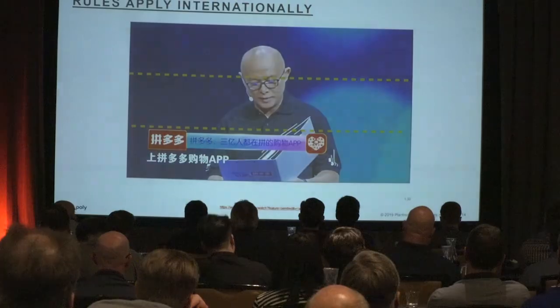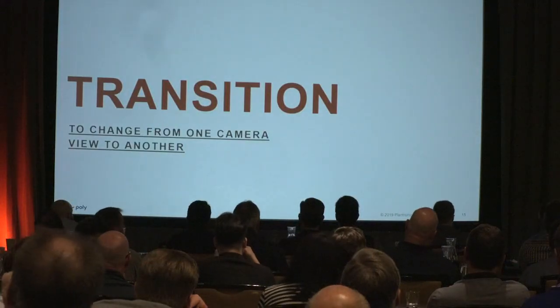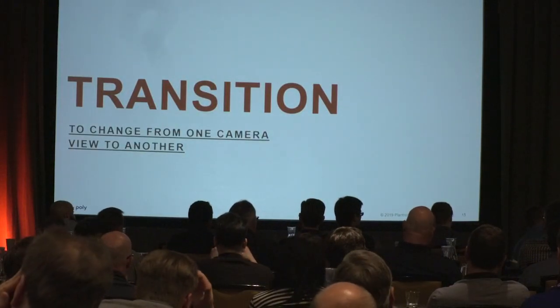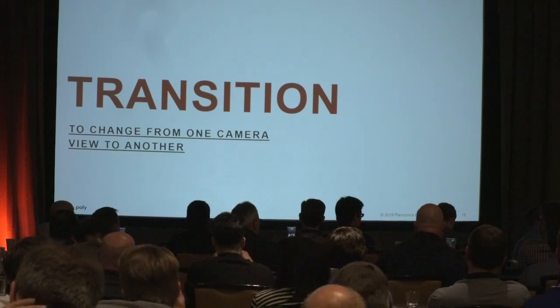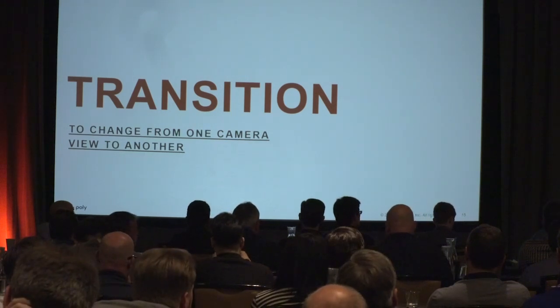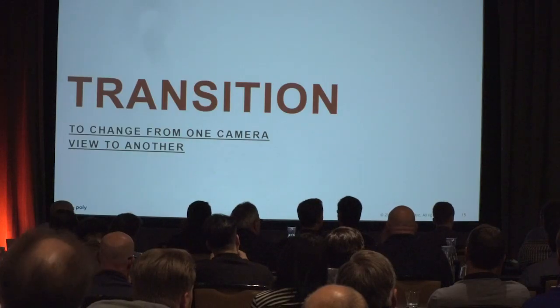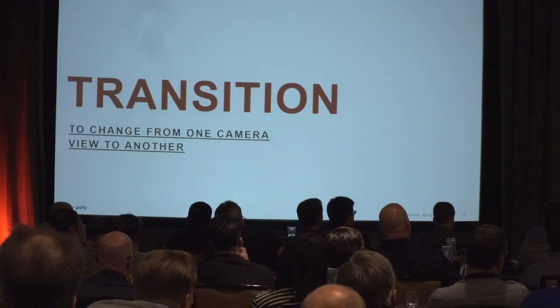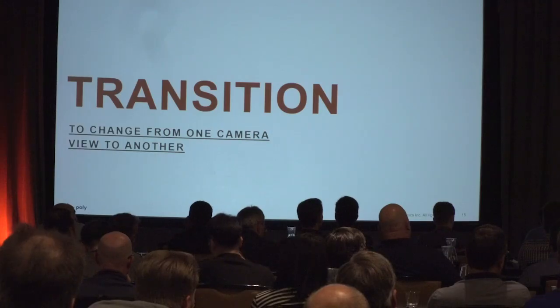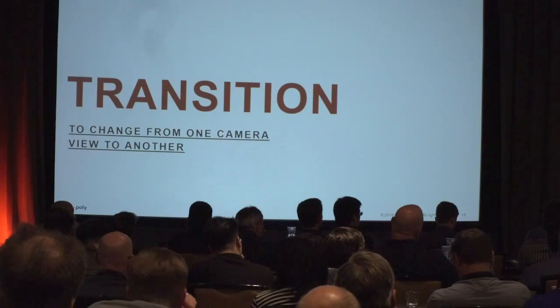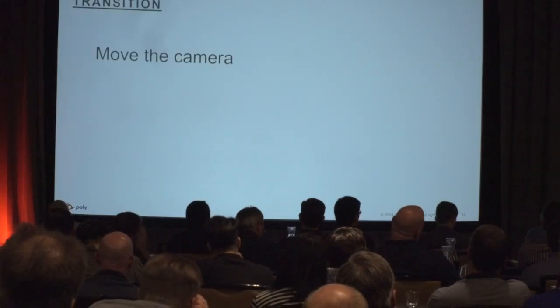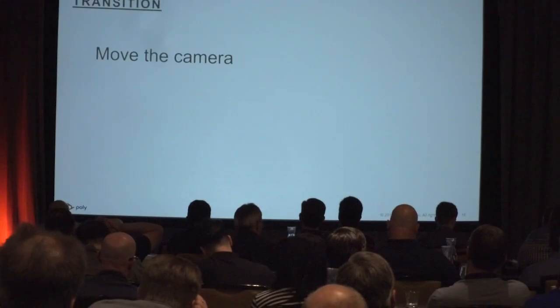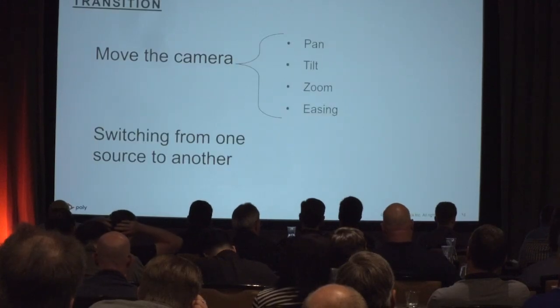So next, I want to talk about the transition. So now that we frame the person properly, how do we go to the next shot? A lot of times what we do is we cut from one scene to the other. And that's fine if the person is far away. But if the person is standing next to me, cutting to that person can be jarring because it's a jump cut. You've seen me in one part of the screen and now all of a sudden I've moved to another. So different ways that we can transition are we can move the camera, or we could switch from one source to the other.